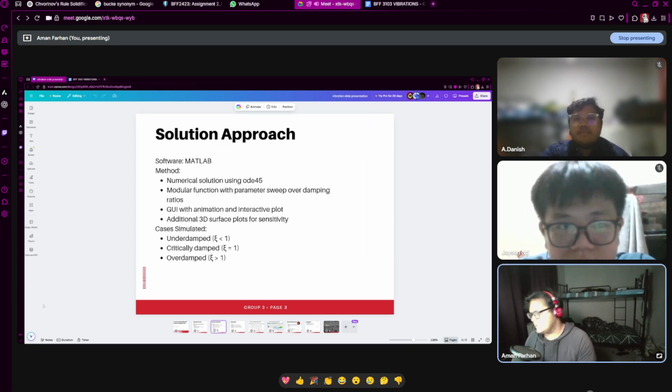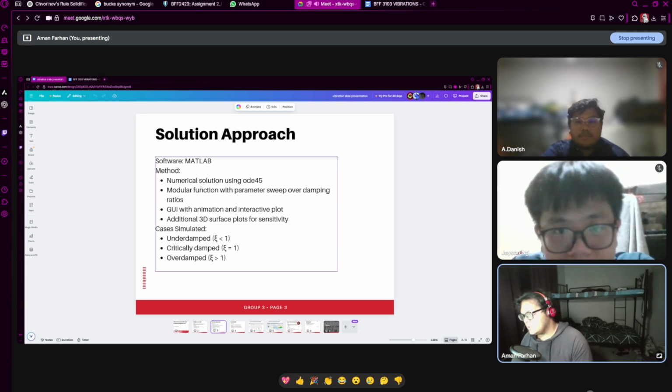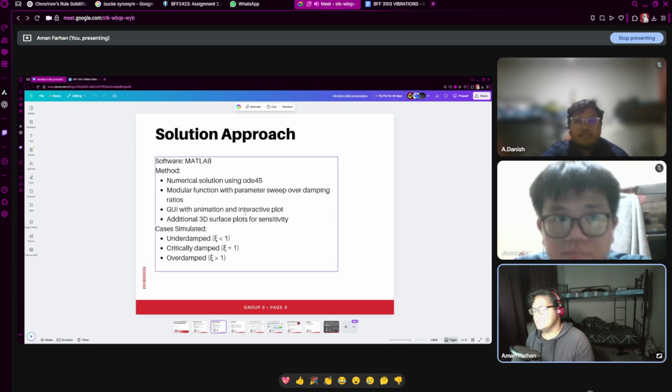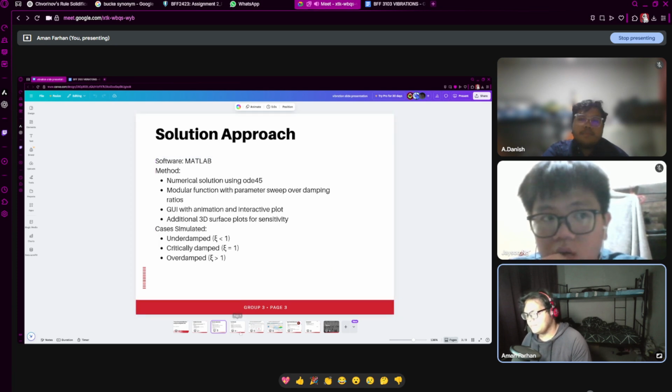Our solution to this problem is a numerical solution using ODE45, a modular function with a parameter sweep over damping ratio, a GUI with animation and interactive plot, and an additional 3D surface plot for sensitivity. All these methods are explained later in the slides. When the system is simulated, there are 3 cases: underdamped, which is under 1, critically damped, which is equal to 1, and overdamped, which is over 1. It is shown in the slide.